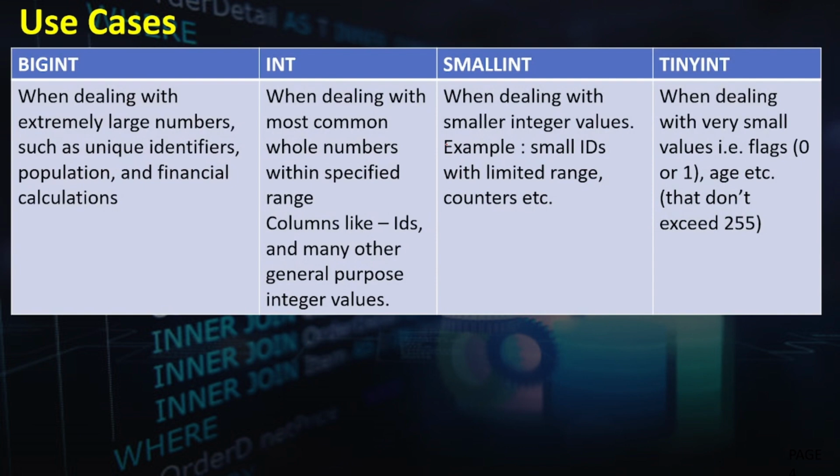Let's go and see the use cases. We discussed a little in the previous screen, but if you are dealing with extremely large numbers, especially population or financial calculations, go for BigInt. If you have comparatively smaller values like IDs, then you can go for int. SmallInt is for small IDs with limited ranges, like counters. And tinyInt for extremely small values like flags, zeros and ones. And you know that they are not going to cross 255, so you can use tinyInt there.